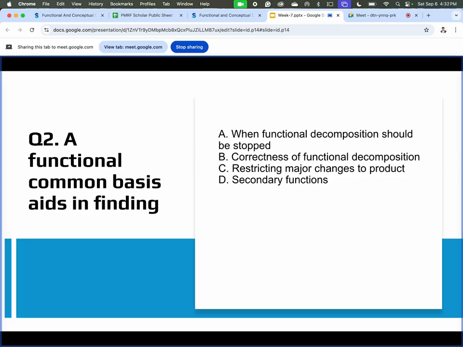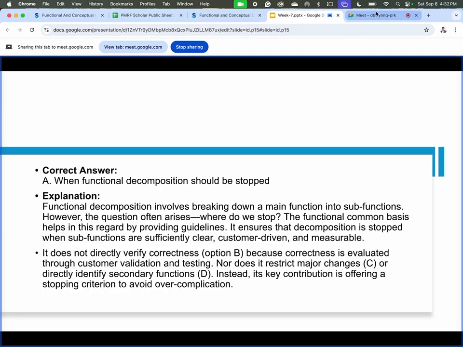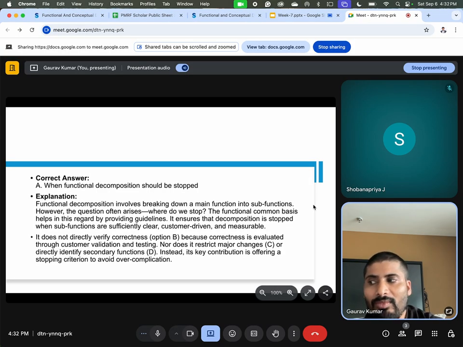Correctness of decomposition is validated separately by customer satisfaction, not by the common basis itself. Likewise, restricting product changes or identifying secondary functions are outside its scope. Okay, and now you can also see the explanation part in the next slide. You can go through this slide. Please go through this slide. If there is any doubt, you may ask me. Okay, then we'll move to the next question, question number 3.